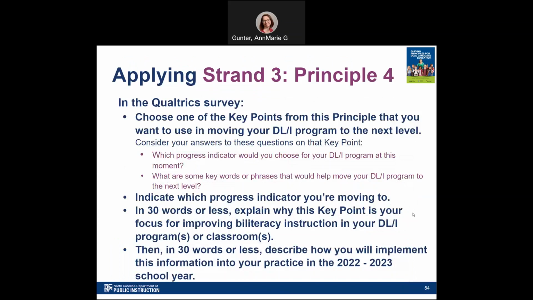All right, we're at the end of Principle 4 and the end of this section, actually the asynchronous workshop. So just like before, go to your Qualtrics survey. You're going to choose one of the key points from Principle 4 that you want to use in moving your DLI program to the next level. Indicate which progress indicator you're moving to, and then explain why this key point is your focus for improving biliteracy instruction, and describe how you will implement this information into your practice in the coming school year. Again, pause as long as you need to, and when we come back, we'll move into the next section of our asynchronous workshop.